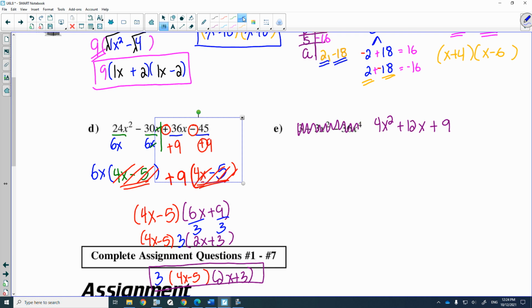Okay, so let's set up our chart. Product, sum, answer. The product that we're looking for is 9 times 4, which is 36. The sum that we're looking for is 12.